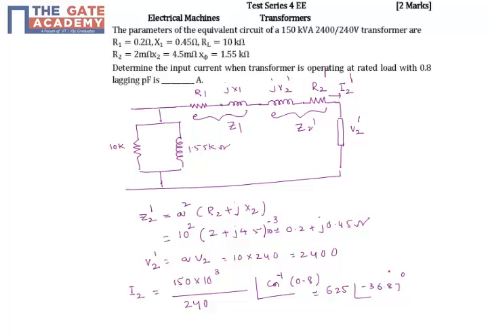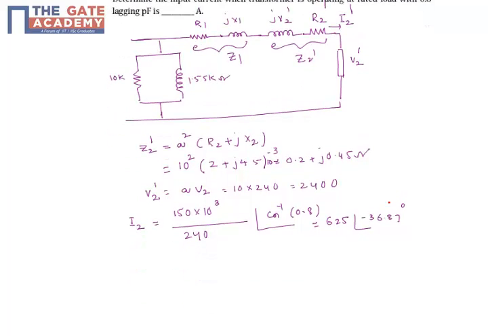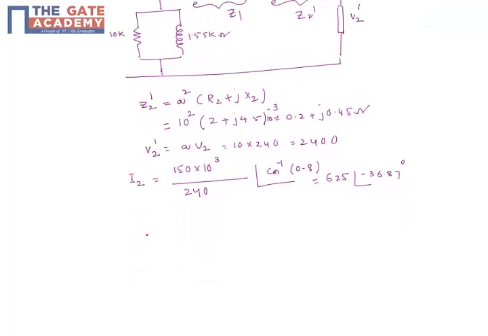This is the current on the secondary side, but I want to shift it to the primary side. So when you shift it to the primary side, it will become I2 dash. This is equal to 1 by A times I2. So this is equal to 62.5 at an angle of minus 36.87 degrees.